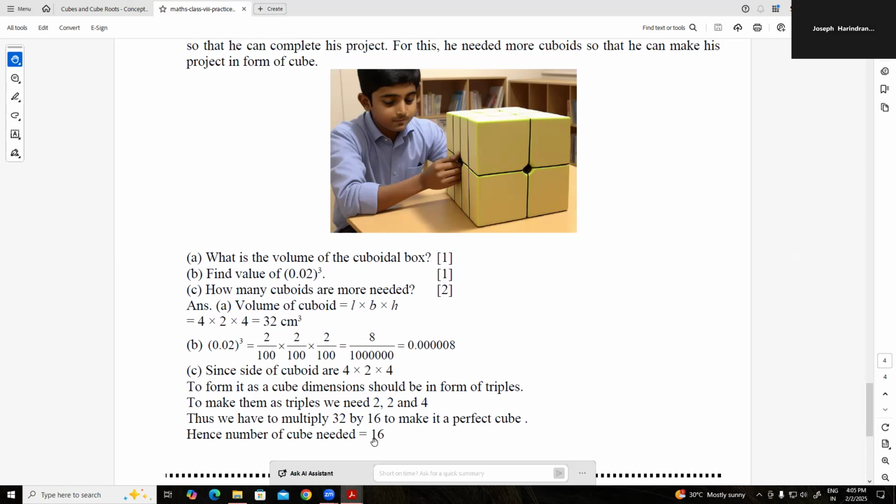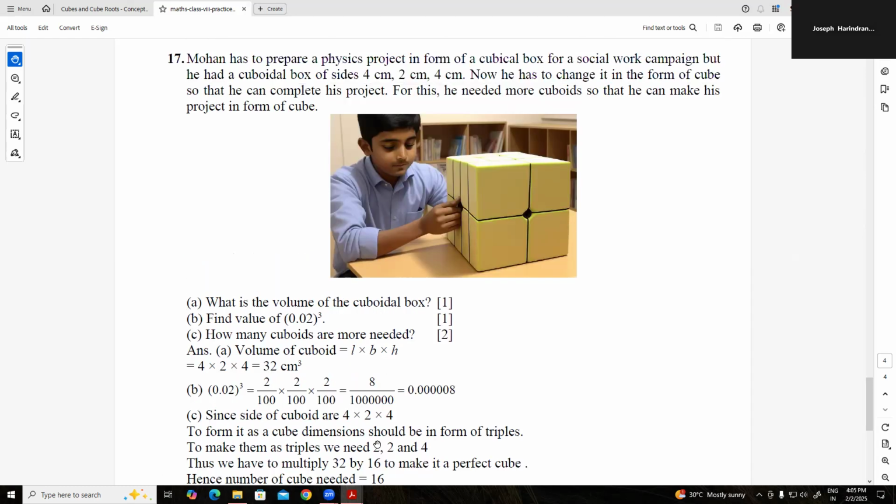So we need 16 more cuboids, not number of cubes, it's number of cuboids. More cuboids. We need 16 cuboids to make it a perfect cube. This is the correct answer.